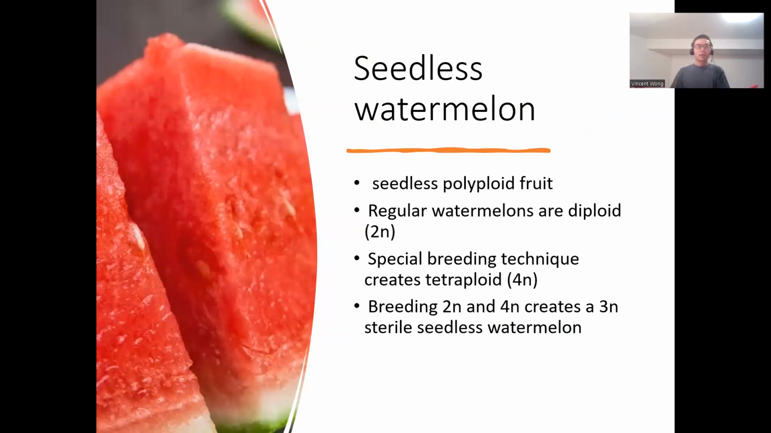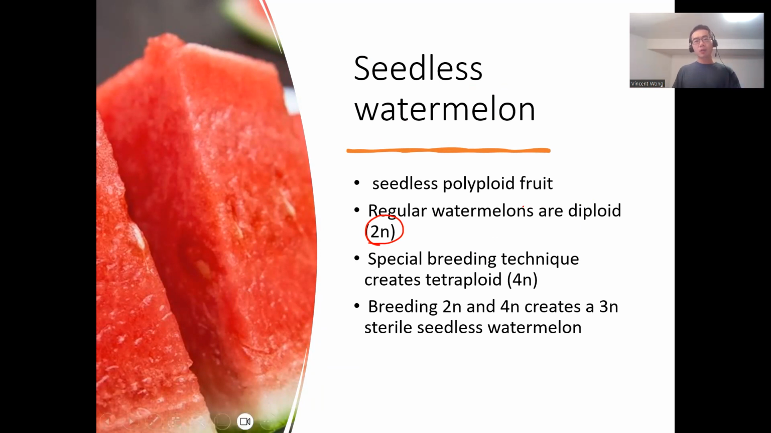I'm not sure if you ever wonder how is it possible to have something like a seedless watermelon. If there is no seeds, then how do you grow the watermelon, right? It turns out seedless watermelon is a polyploid fruit. That means it has multiple sets of chromosomes, right? So regular watermelon, the ones with the seeds, with the black seeds, those are actually diploid.